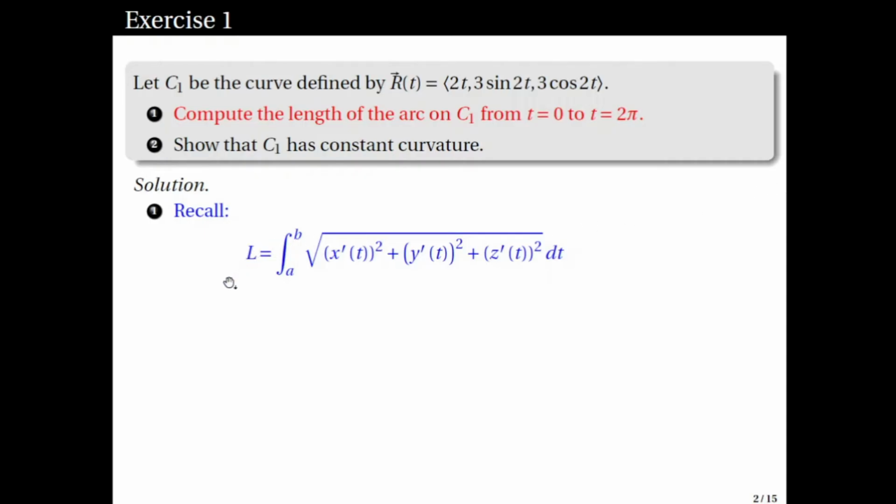The arc length L is just equal to this integral. And take note that the integrand, which is just the square root of the sum of the squares of r prime, is just equal to its norm. Hence, to solve for the arc length, we need to find the norm of r prime and take the integral of that from a to b.